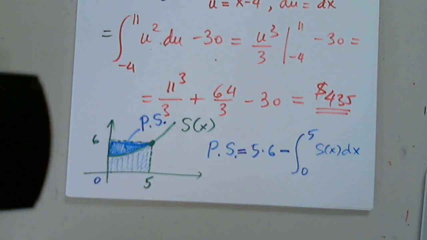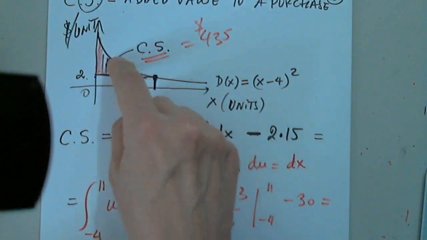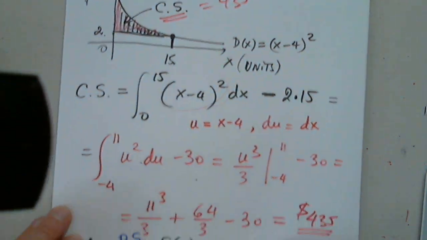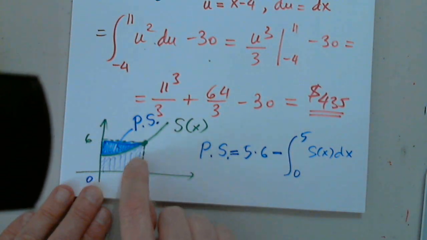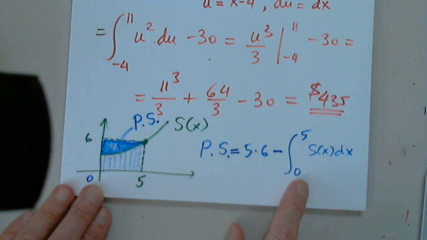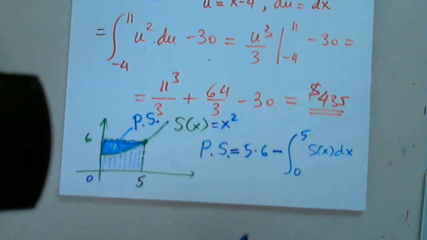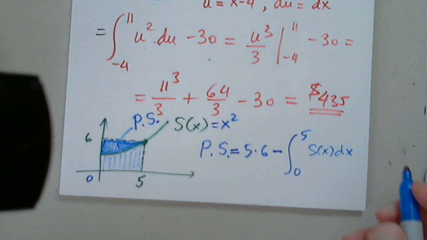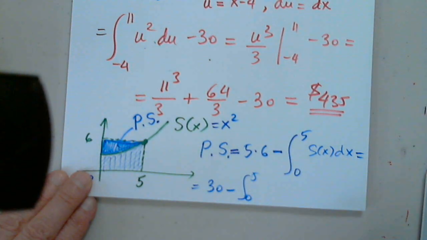Exactly. So notice the difference. For the consumer surplus, we have the total area minus the rectangle. But for producer surplus, we have the total area minus the area under the supply function. Okay? So I made up some numbers. Let me make up the supply function. Let's determine this. So this is 30 minus the integral from 0 to 5 from x squared dx.